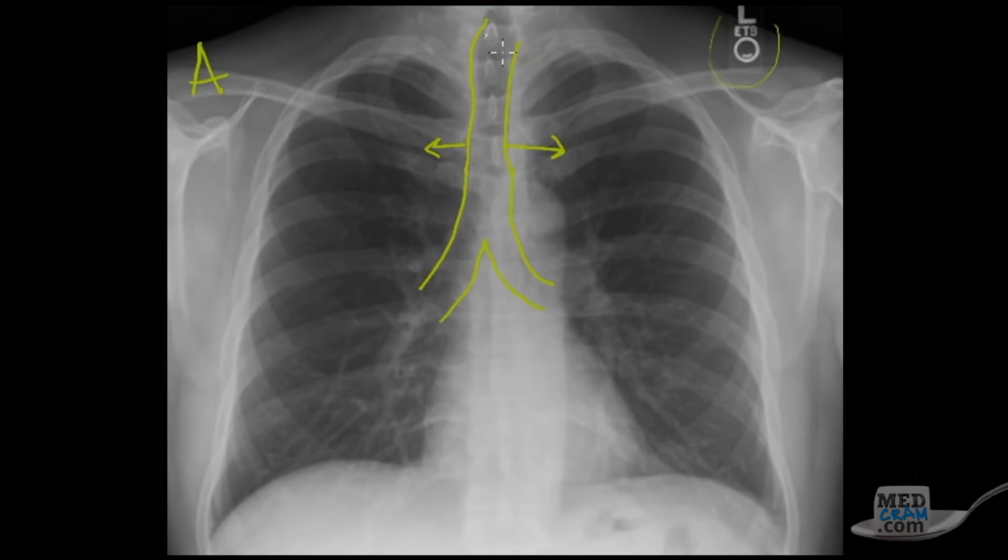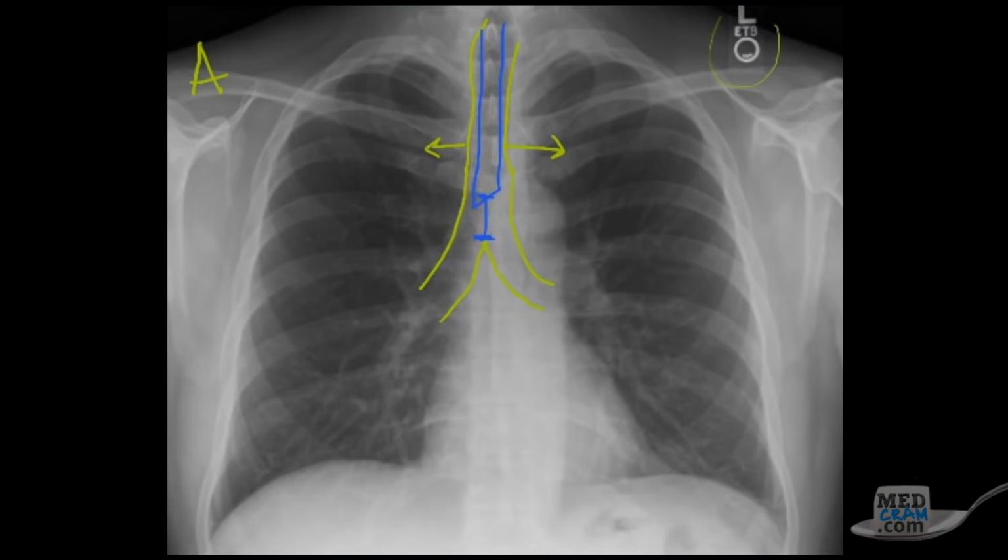The other thing, too, is if the patient is intubated, I can see if the endotracheal tube is in that trachea as well. And we typically want that between 3 to 5 centimeters away from the carina, which is right there.